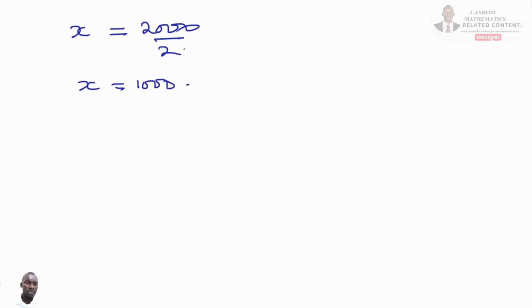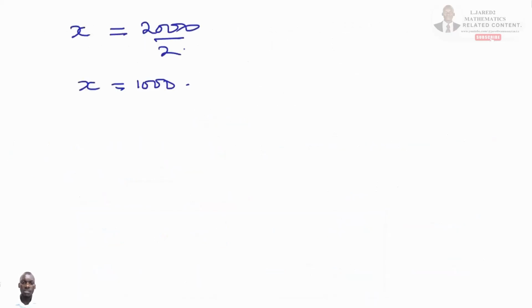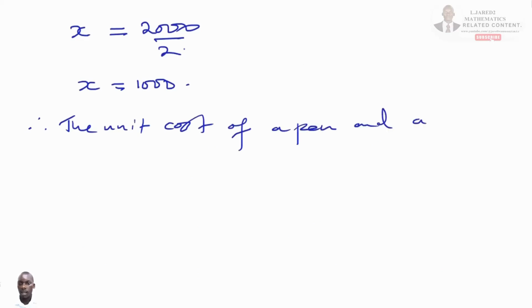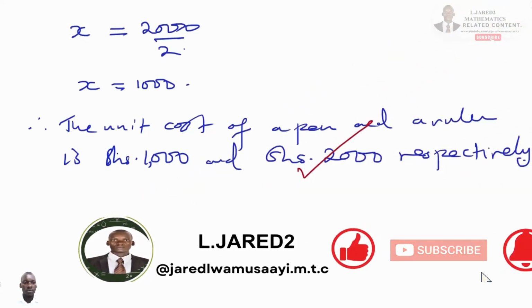For Roman number 2, remember, they're asking to find the cost of 1 pen and 1 ruler. Since we let x to be the unit cost of a pen, and then y the unit cost of a ruler, we can therefore go ahead and conclude that the unit cost of a pen and a ruler is shillings 1,000 and shillings 2,000 respectively, in that order. So now this becomes our correct answer for that part. That's number 2. We can now move on to number 3.